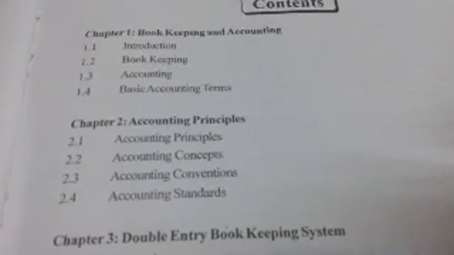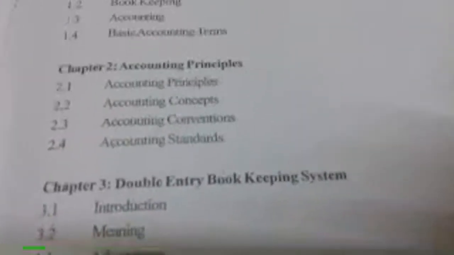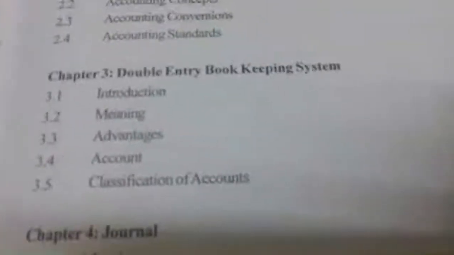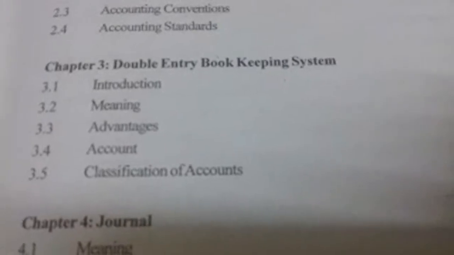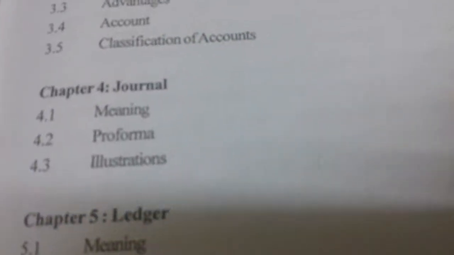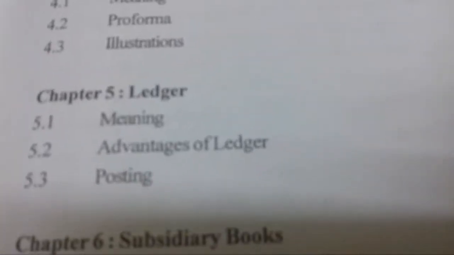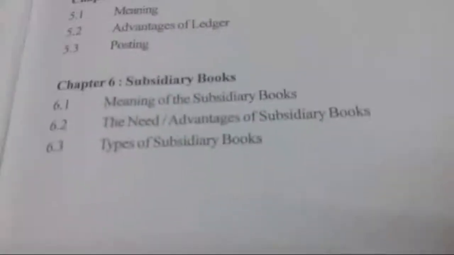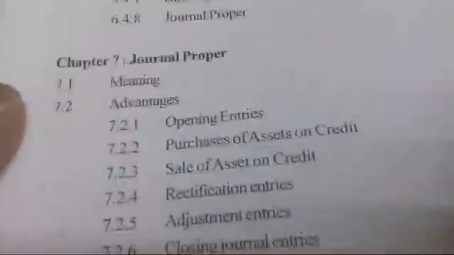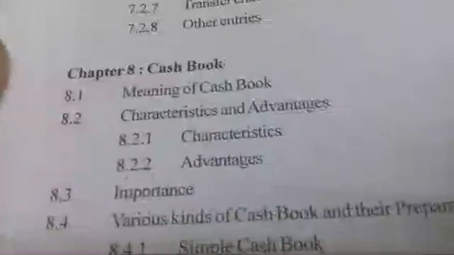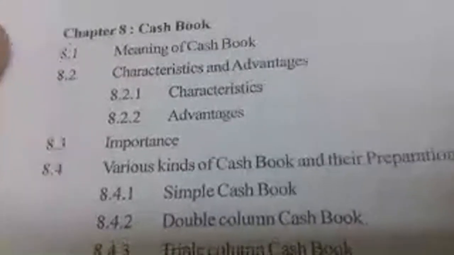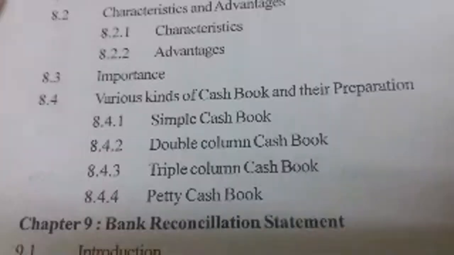Chapter 1 consisting of bookkeeping and accounting. After this, chapter 2 consisting of accounting principles, chapter 3 double entry and bookkeeping system, chapter 4 consisting of journal entries, chapter 5 consisting of ledgers, and now chapter 6 consisting of subsidiary books. After this I am going to explain the journal proper, and after this the cash book. In this cash book you have the single column cash book, double column cash book, triple column cash book, and petty cash book like that.